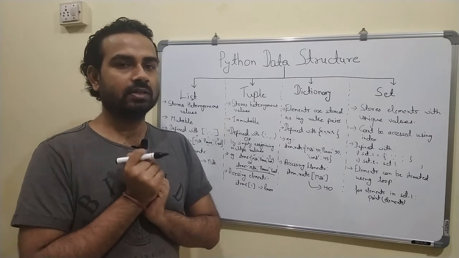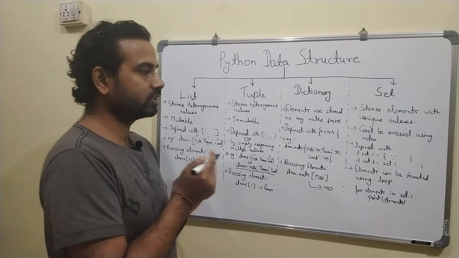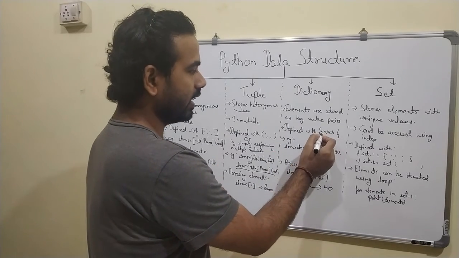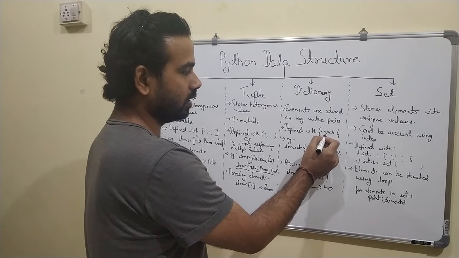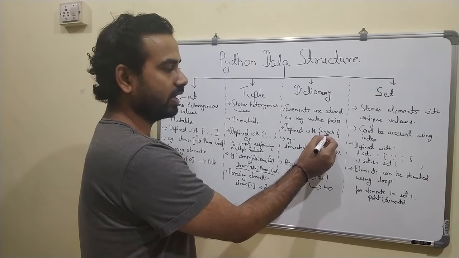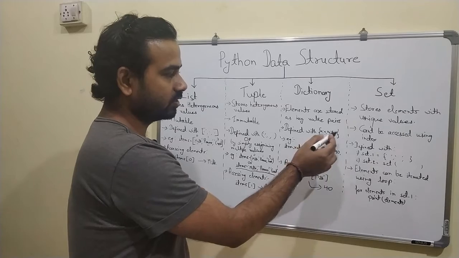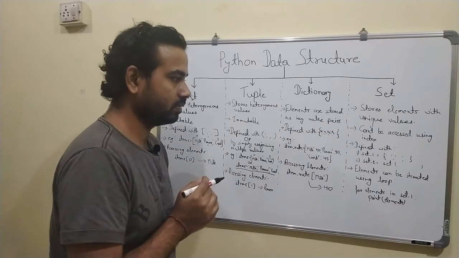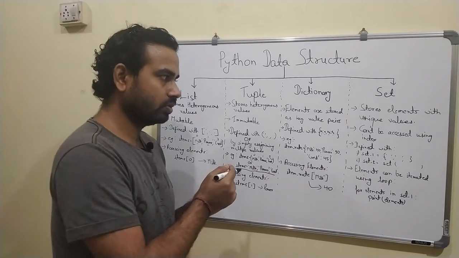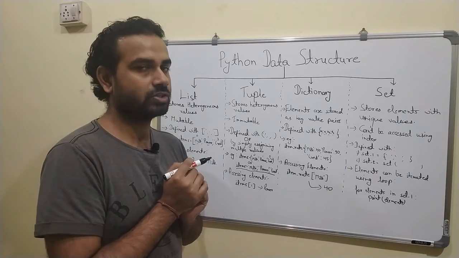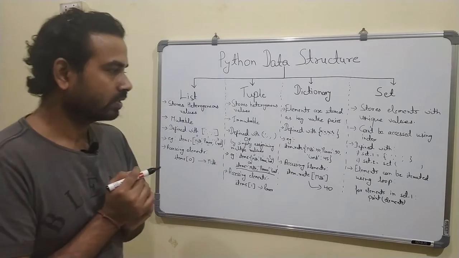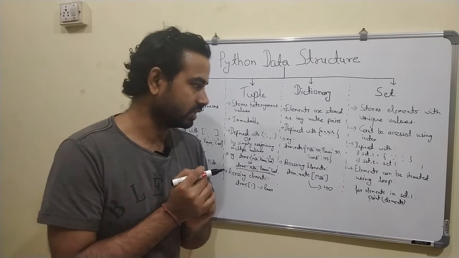To define a dictionary, we can use curly braces and we have to give key value and the separator will be a comma and then again key and value. This will define a dictionary for you. I'll be showing you practically how to define a dictionary and how to do the various operations with the dictionary. So here I'm just giving you the overview of the dictionary.